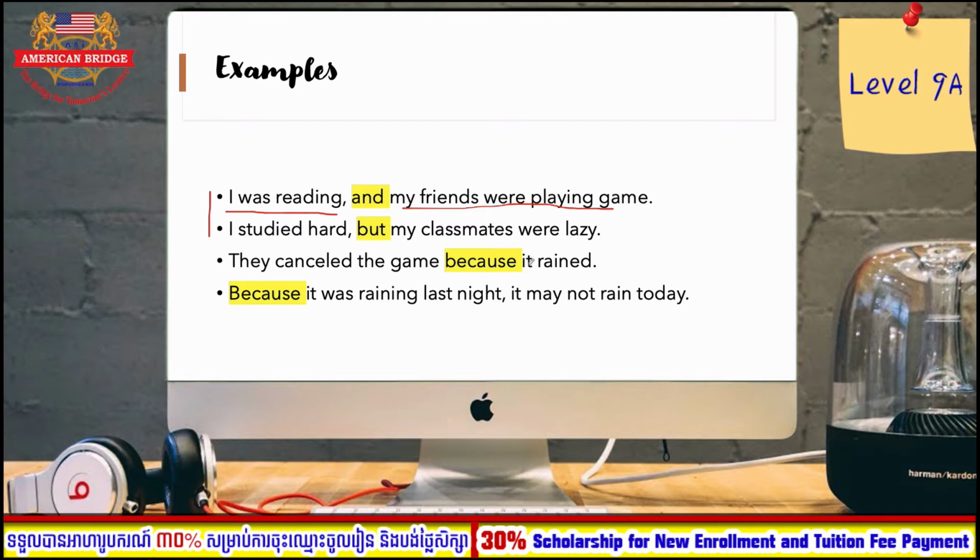However, if you look at the subordinating conjunction, we have the word because. They canceled the game because it rained, which means that because it rained is a dependent clause. It cannot stand alone as a sentence. That is why we need to use subordinating conjunctions to join this clause together. If you pay close attention to this one, they canceled the game because it rained, there is no comma in this sentence. However, if you look at the last example, because it was raining last night, as you can see, we have the comma right here. It may not rain today.